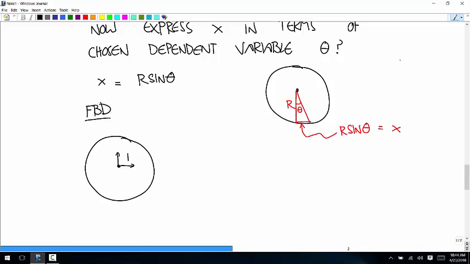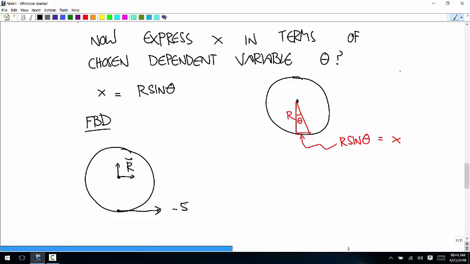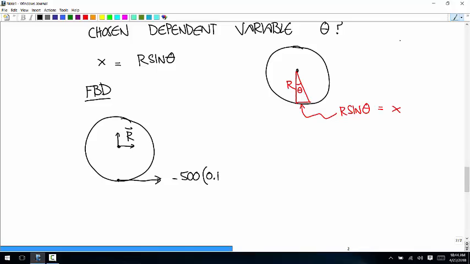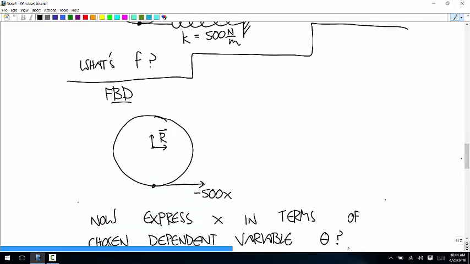Okay, so we have our reaction force R, and now this we can write as negative 500 times the radius, 0.1, times the sine of theta. So negative 50 sine theta. I keep wanting to get rid of that. We will eventually. I think I said 0.1, didn't I?